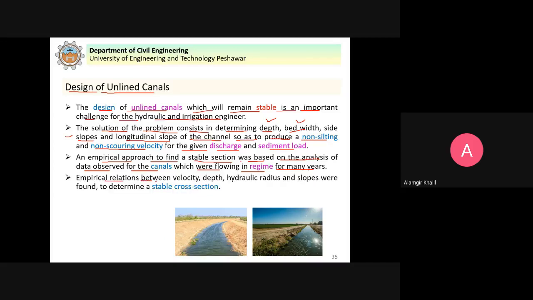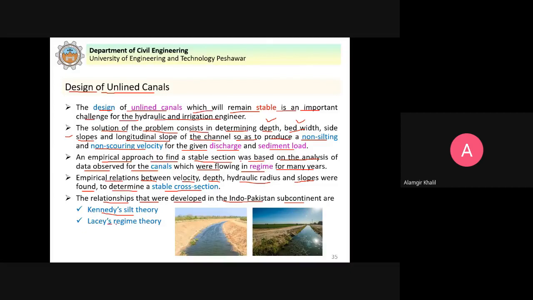Empirical relations between velocity, depth, hydraulic radius, and slopes were found to determine a stable cross section. So the relationships that were developed in the Indo-Pakistan subcontinent are based on Kennedy's silt theory and Lacey's regime theory. These two theories are specifically mentioned in your syllabus, and they are used for the design of unlined canals.